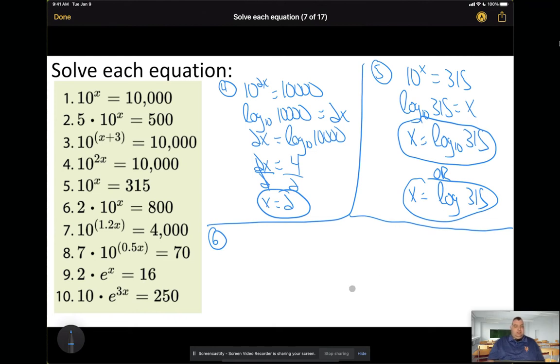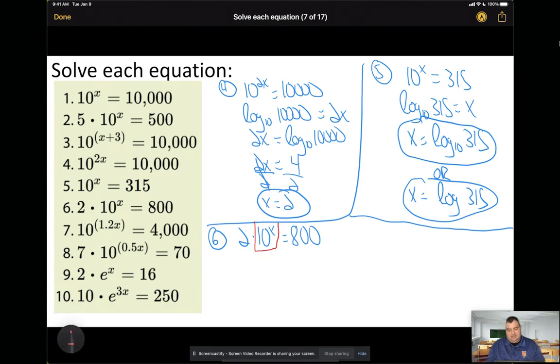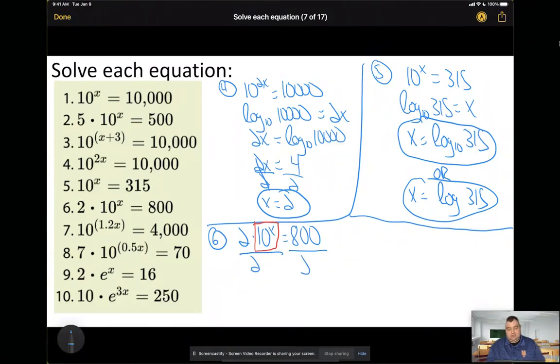We are up to number 6 now. 2 times 10 to the power of x equals 800. This time I actually do have to isolate the exponential term. To do that, I'm going to get rid of the 2 by dividing both sides by 2. That gives me 10 to the power of x equals 800 divided by 2, which is 400.